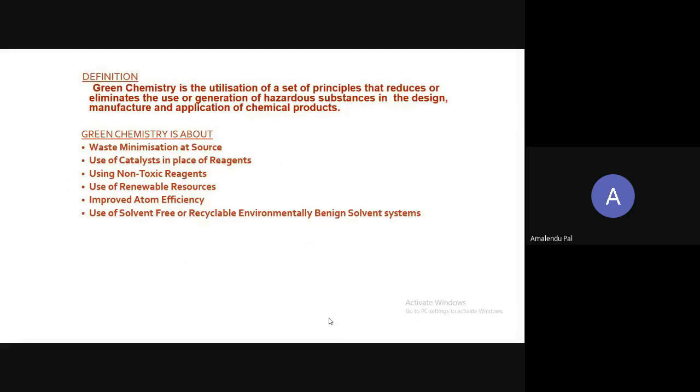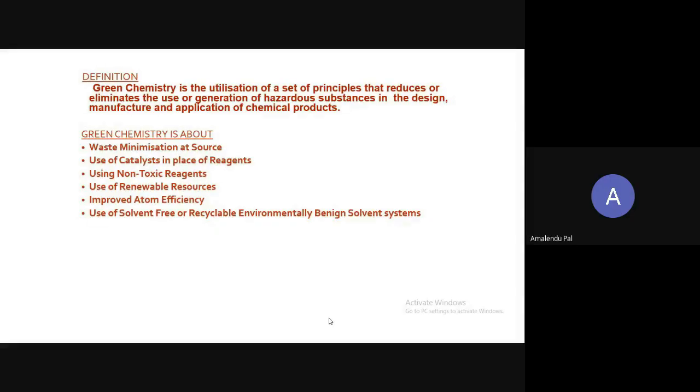What is the definition of green chemistry? Green chemistry is the utilization of a set of principles that reduce, only reduce, as eliminating is not possible, that's true, the use and generation of hazardous substances in the design, manufacture and application of chemical products. So green chemistry means waste minimization at source and use of catalyst in place of reagent. Most of the time we are still using reagents rather than catalysts. Using non-toxic reagents, as mostly organic chemicals are toxic, we have to use some non-toxic reagents in our laboratory.